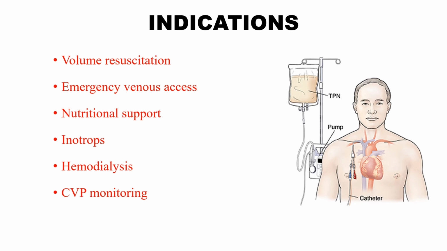Next one is inotropes. Critically ill patients need support of inotropes, which cannot be given through a peripheral line, and hence in such cases a central venous catheter is indicated. Hemodialysis, to connect a person with renal failure to a hemodialysis machine that clears the body of waste and extra fluids. And the other indication is central venous pressure monitoring.